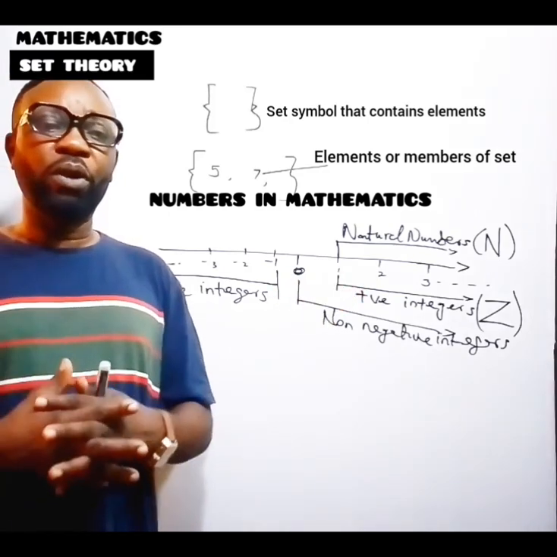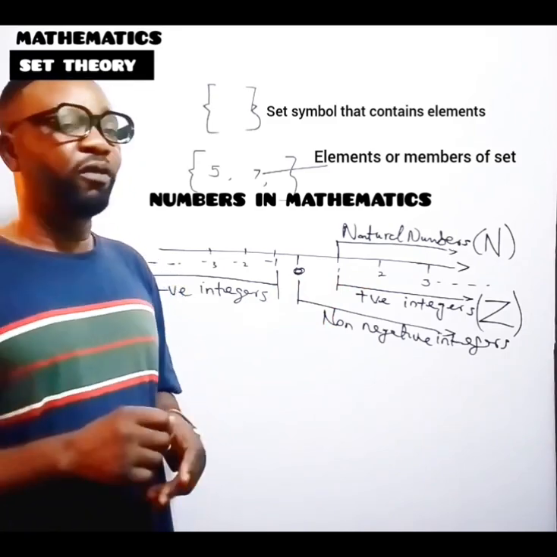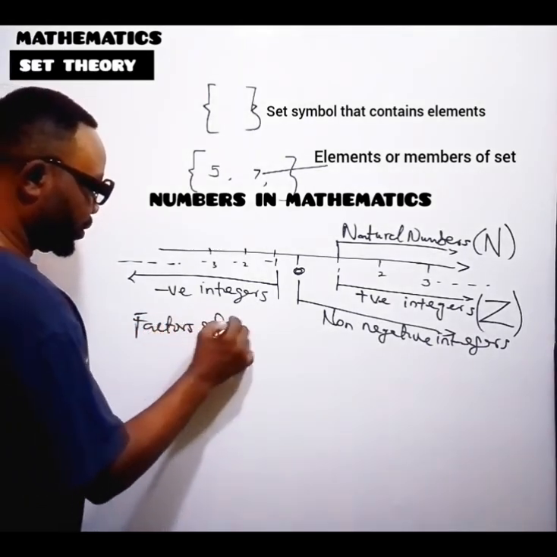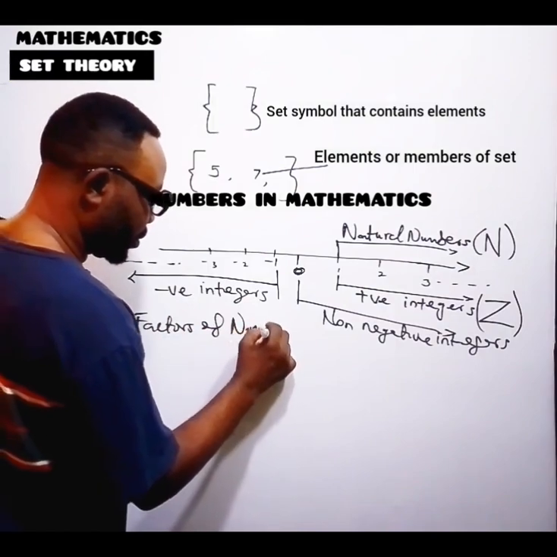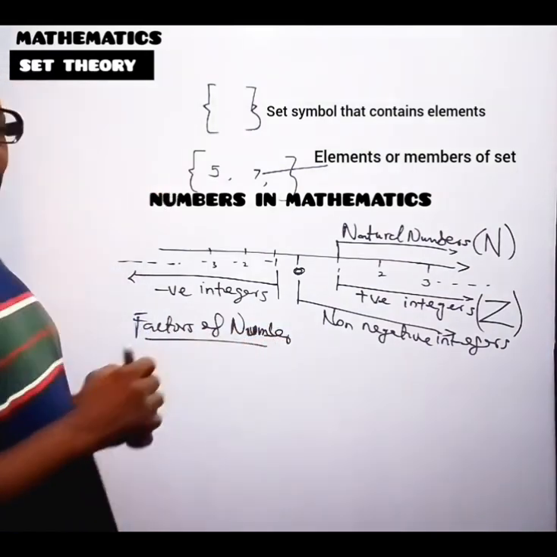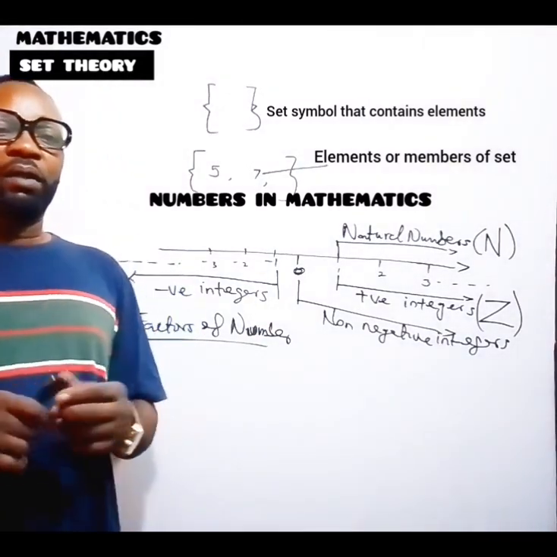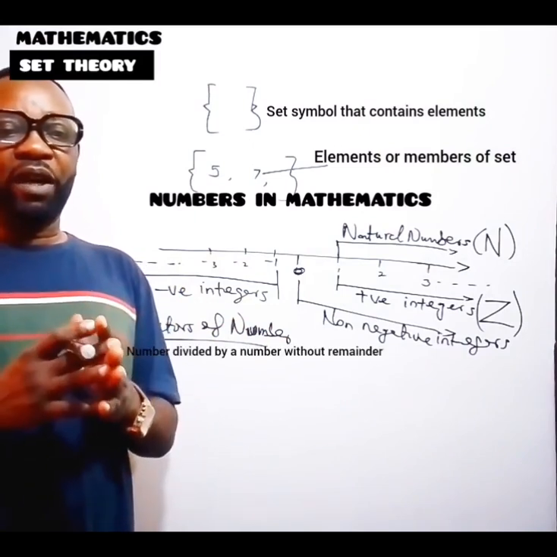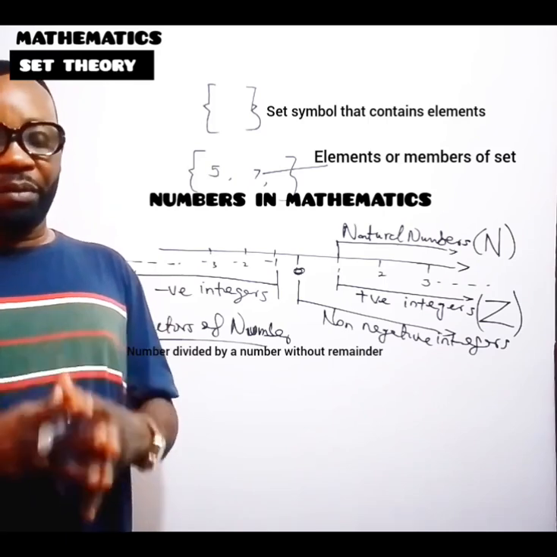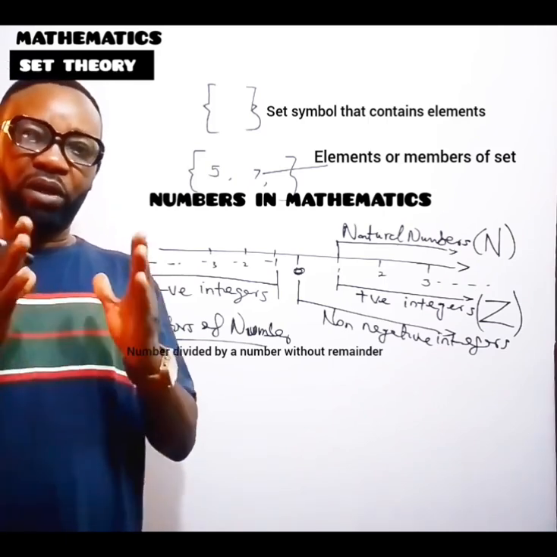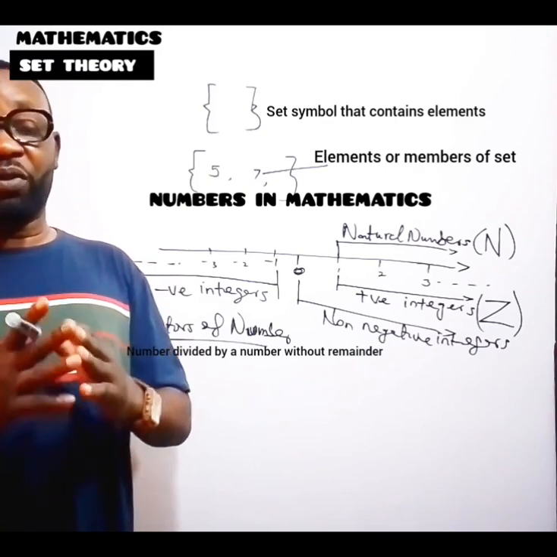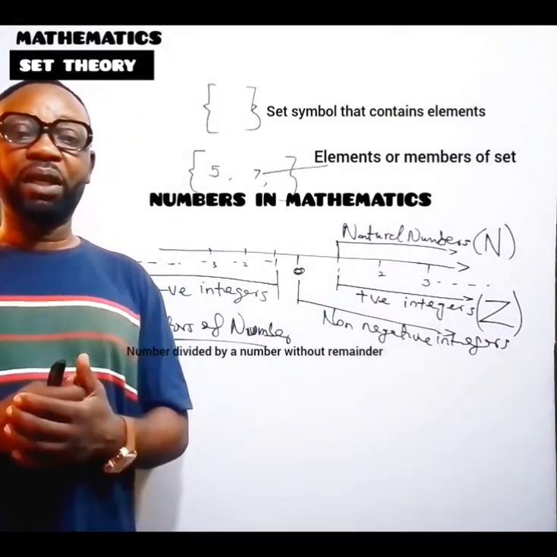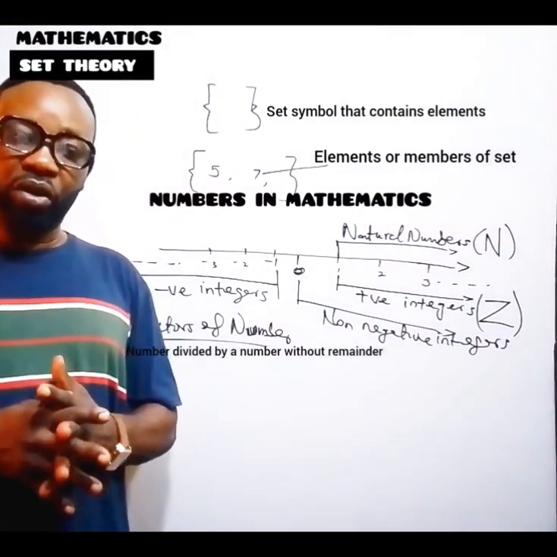Now, the next one I'm going to be talking about is called the factors of a number. The definition of factors of a number: they are numbers that can divide a number without a remainder. If you are given a particular number and you are asked to find the factors of such a number, the numbers that you can use to divide it without a remainder are the factors of that number.